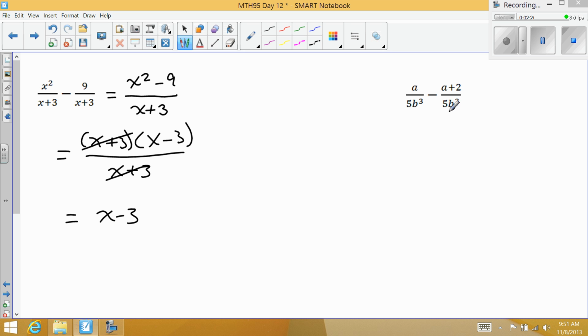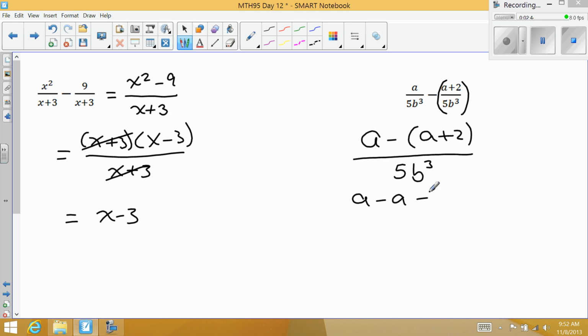Over here again we've got the common denominator, so we can combine the numerators. But we want to be careful because all of this is being subtracted. And so when we do our subtraction up here, we've got a subtract a plus 2 over the common 5b cubed. So when we're subtracting, this subtraction needs to distribute through the parentheses to a subtract 2 over our 5b cubed. The two a's are like terms, and a subtract a is 0. So our final result here is negative 2 over 5b cubed.